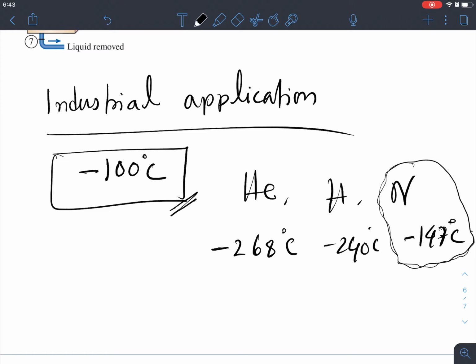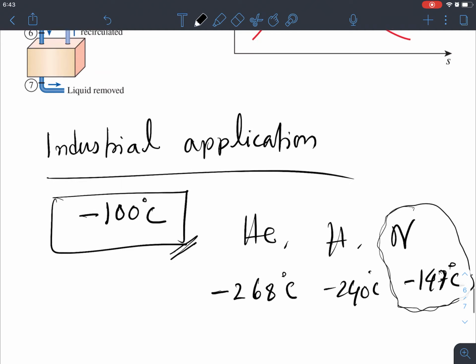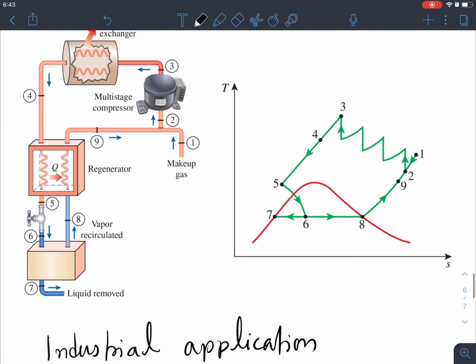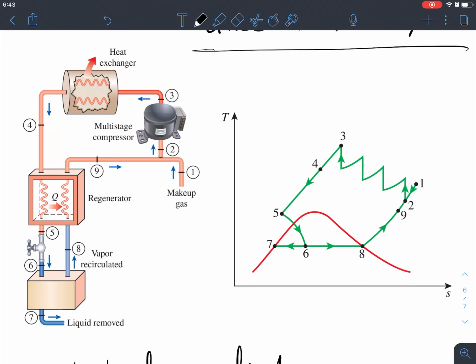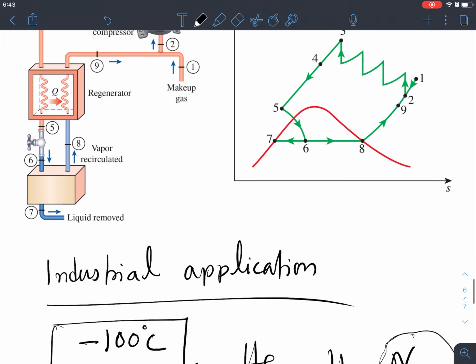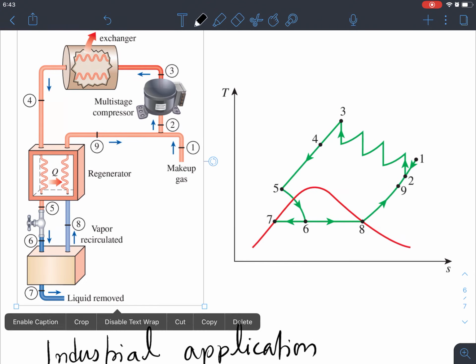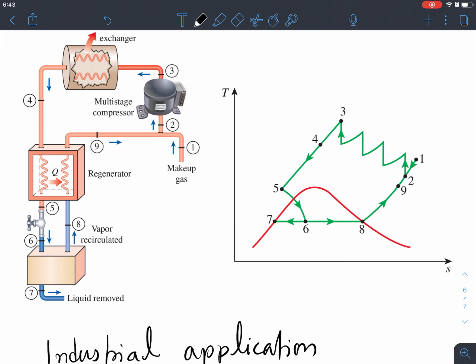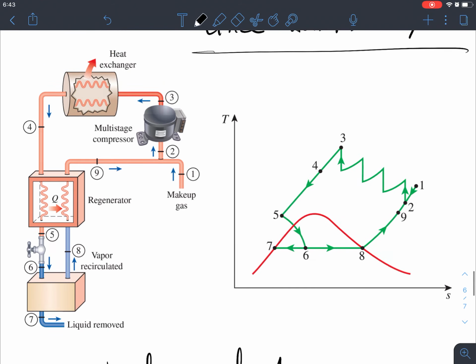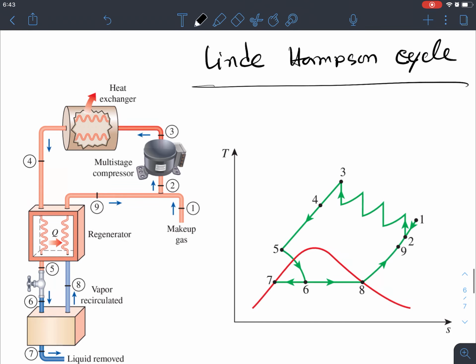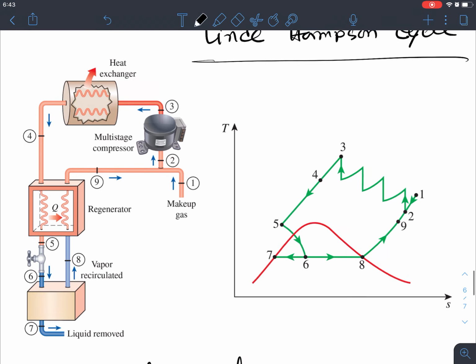So in a lot of industrial applications, to preserve a lot of chemicals or materials, we need to go down to really low temperatures. So in that case, how can we achieve such a low temperature? Of course, if we want to use a domestic refrigeration unit, it's going to be very expensive, right? So in such a case, we use this type of modified refrigeration cycle. The name of this refrigeration cycle is the Linde-Hampson cycle.